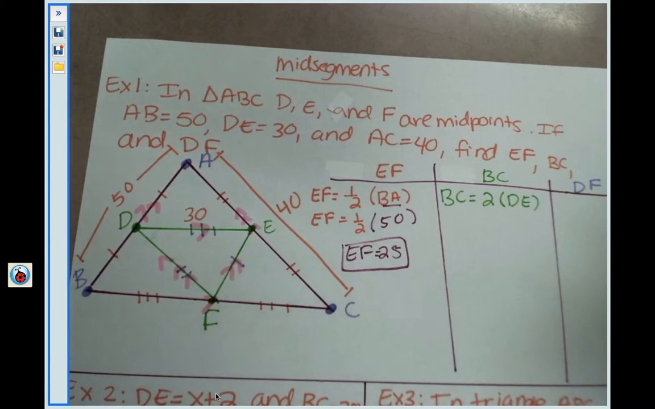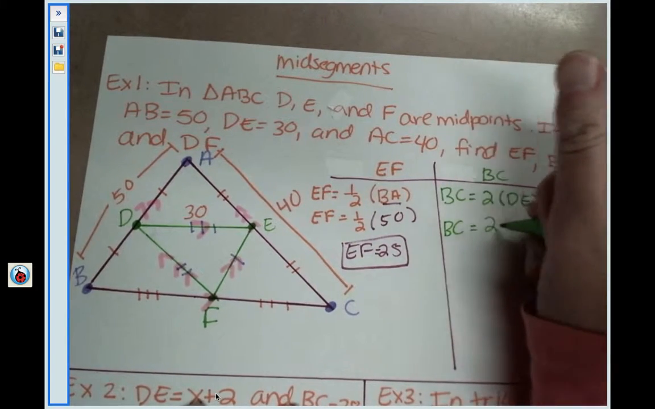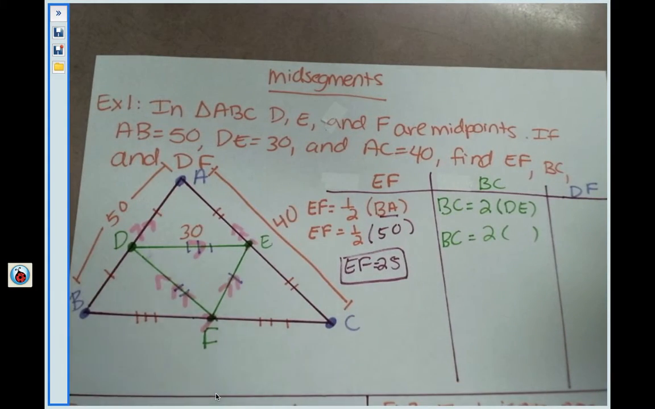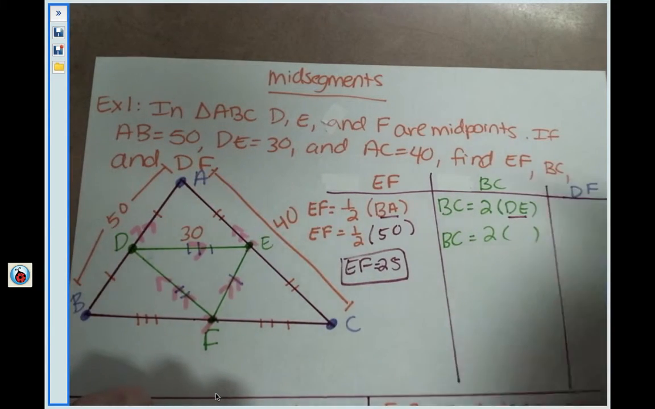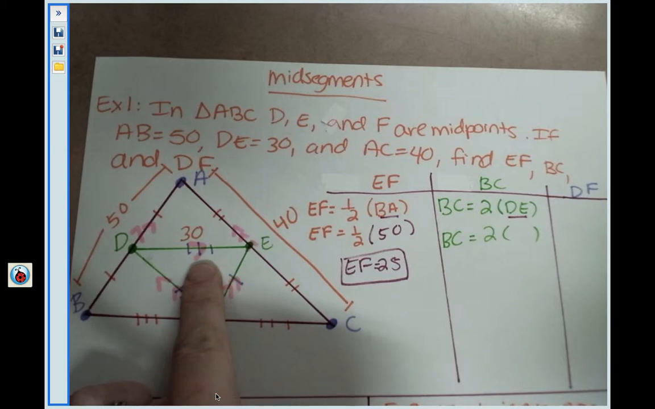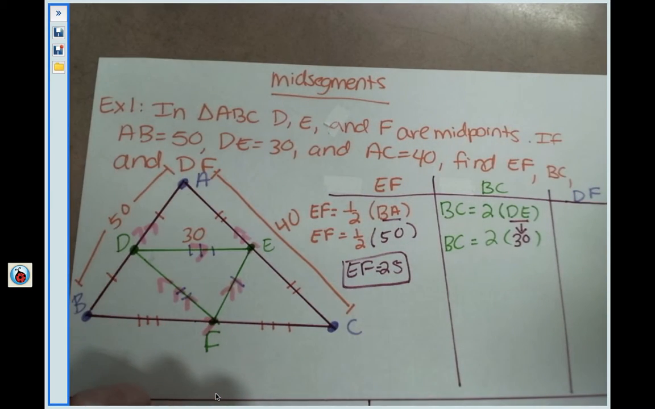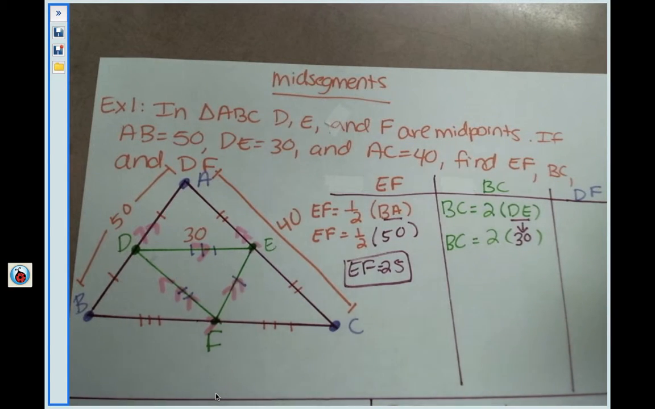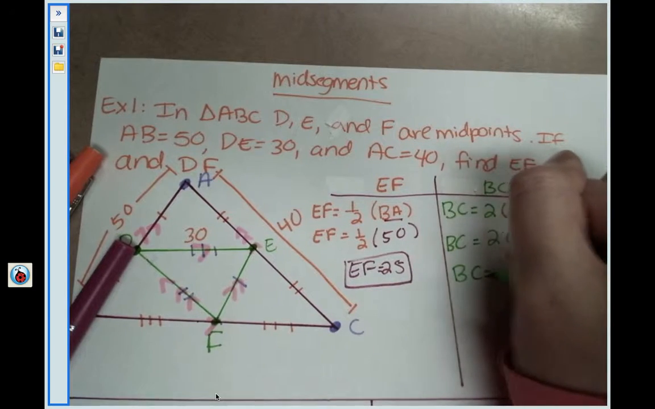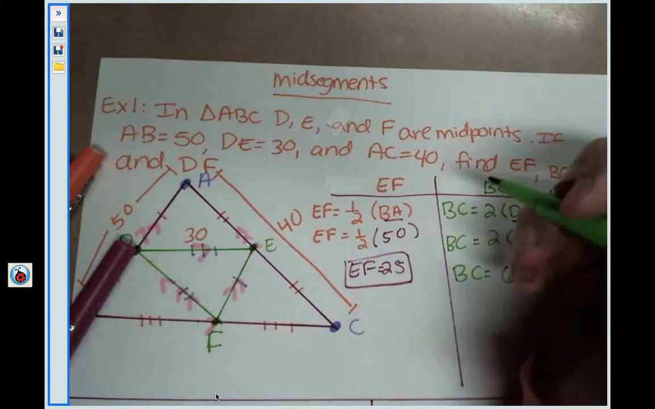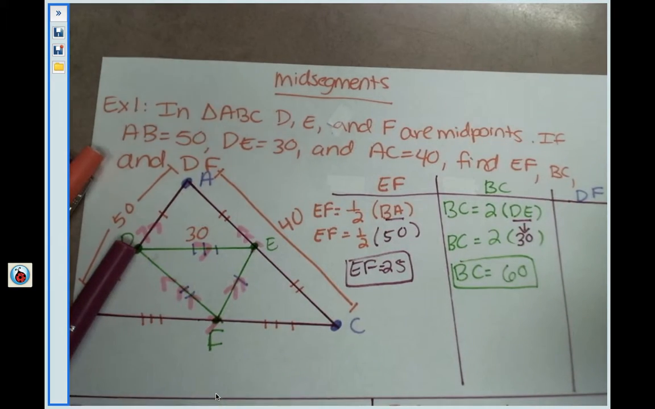And now we just got to solve. So I'm going to bring down my BC, because that's what I'm solving for. And now I just need to fill in my DE length. What is DE equal to? It is 30. Now we just have to solve. So what's 2 times 30? It is 60. So BC would be 60 units. And that one's done.